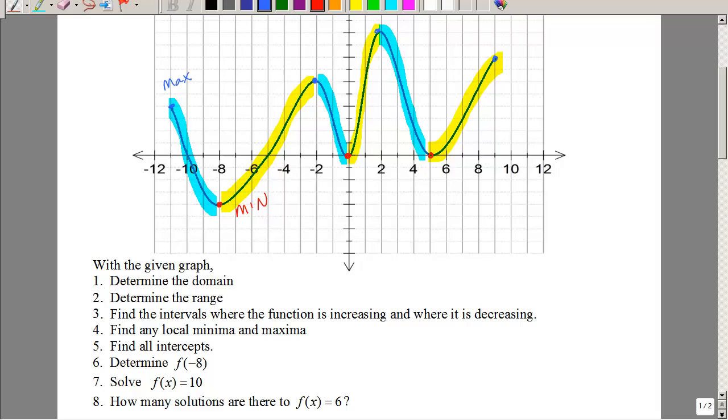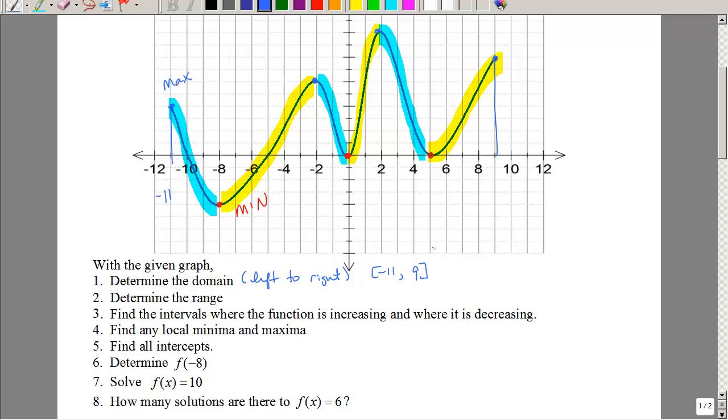Determine the domain of a graph. Well, remember we want to go from left to right, and these are our x values. So how far left does it go? From -11. And how far right does it go? Goes all the way to 9. It's very continuous, there's no holes, so everything from -11 to +9 would be the domain.